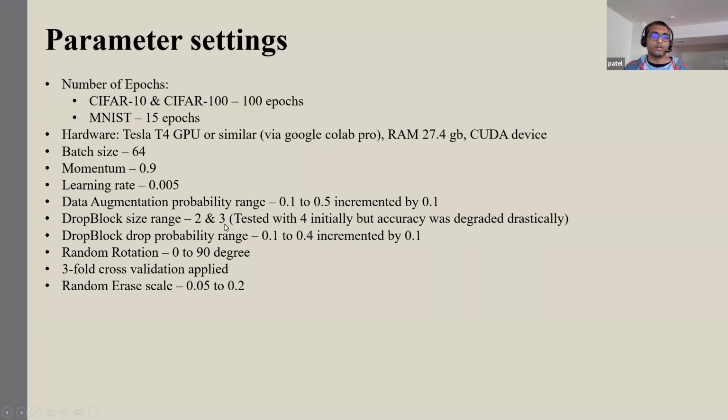DropBlock size range is 2 and 3, because 4 is too high and 1 is a dropout effect. Drop probability goes from 0.1 to 0.4, incremented by 0.1. Random rotation is 0 to 90 degrees. We can go further as well, but it's sufficient for this. For threefold cross validation, I did not leverage the default training and test sets. Instead I mixed both of them, created a training set and test set as part of the cross validation, and took the average of the accuracy. Random erase scale is 5% to 20%.